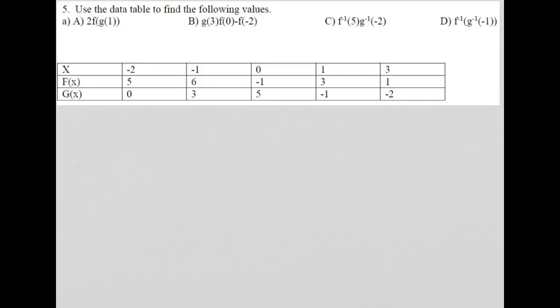But let's go ahead and answer these questions. Just like the last one, except this time we are getting our information from a data table instead of from a graph. But a data table and a graph are different ways of representing the same information, as is a function. A function is another way of representing that same information, just different modes of interpreting it, and different pros and cons of each. So let's look at A. A is asking us to find 2 of f of g of 1.